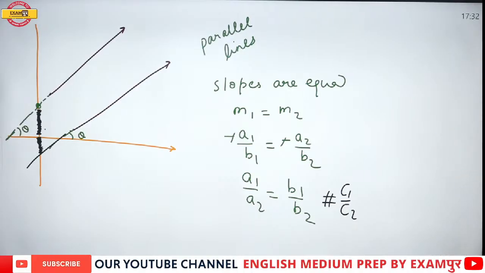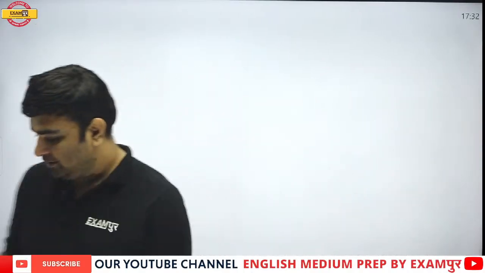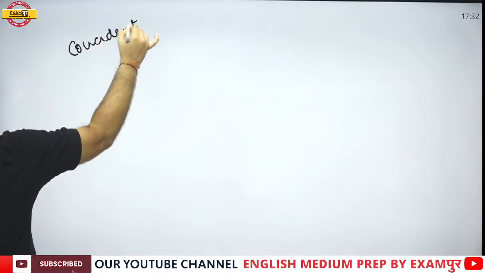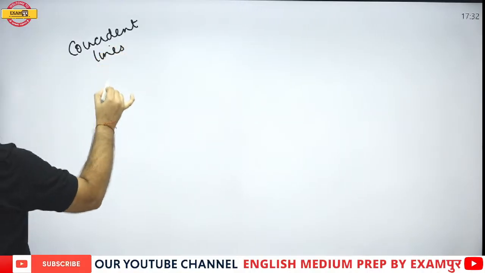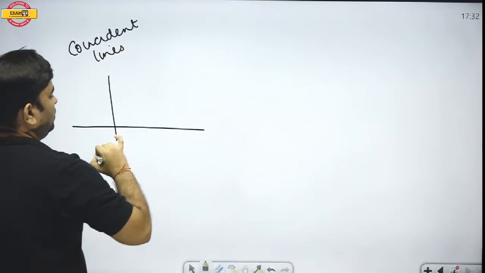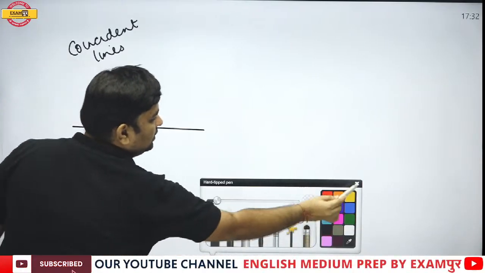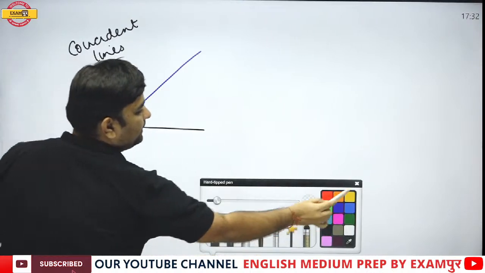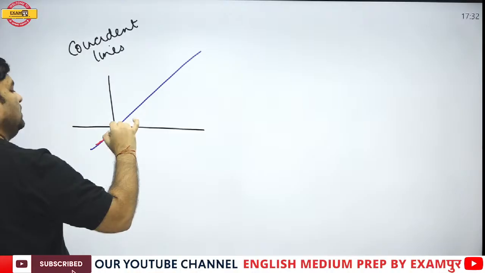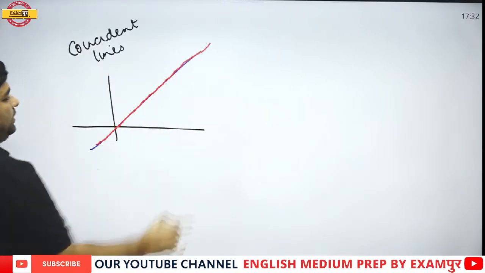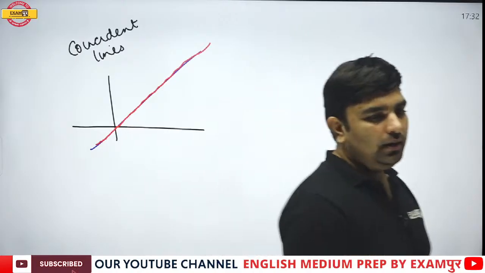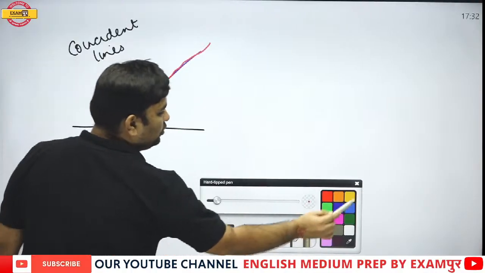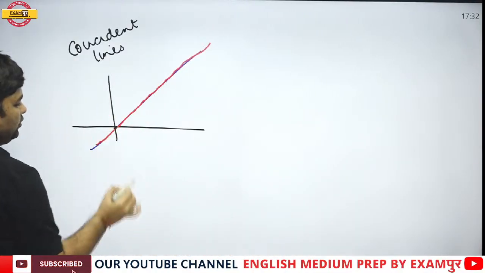Now, what happens in case of coincident lines? One line is going like this, and another is traveling over it. Now, even their slopes are equal, and even their y-intercept is also equal.